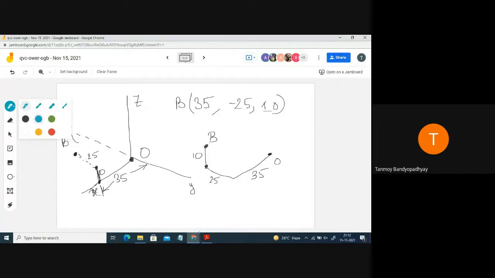So this is the x-axis, this is the y-axis, this is the z-axis. See, from the point O, this is 35, so x will be 35. Y is actually minus 25. It is away from the y-axis in the negative direction, at a certain distance of 25 in the negative y direction, and above the xy plane it is at a length of 10 millimeter, 10 actually. So the coordinates of the point B will be 35, minus 25 and 10.